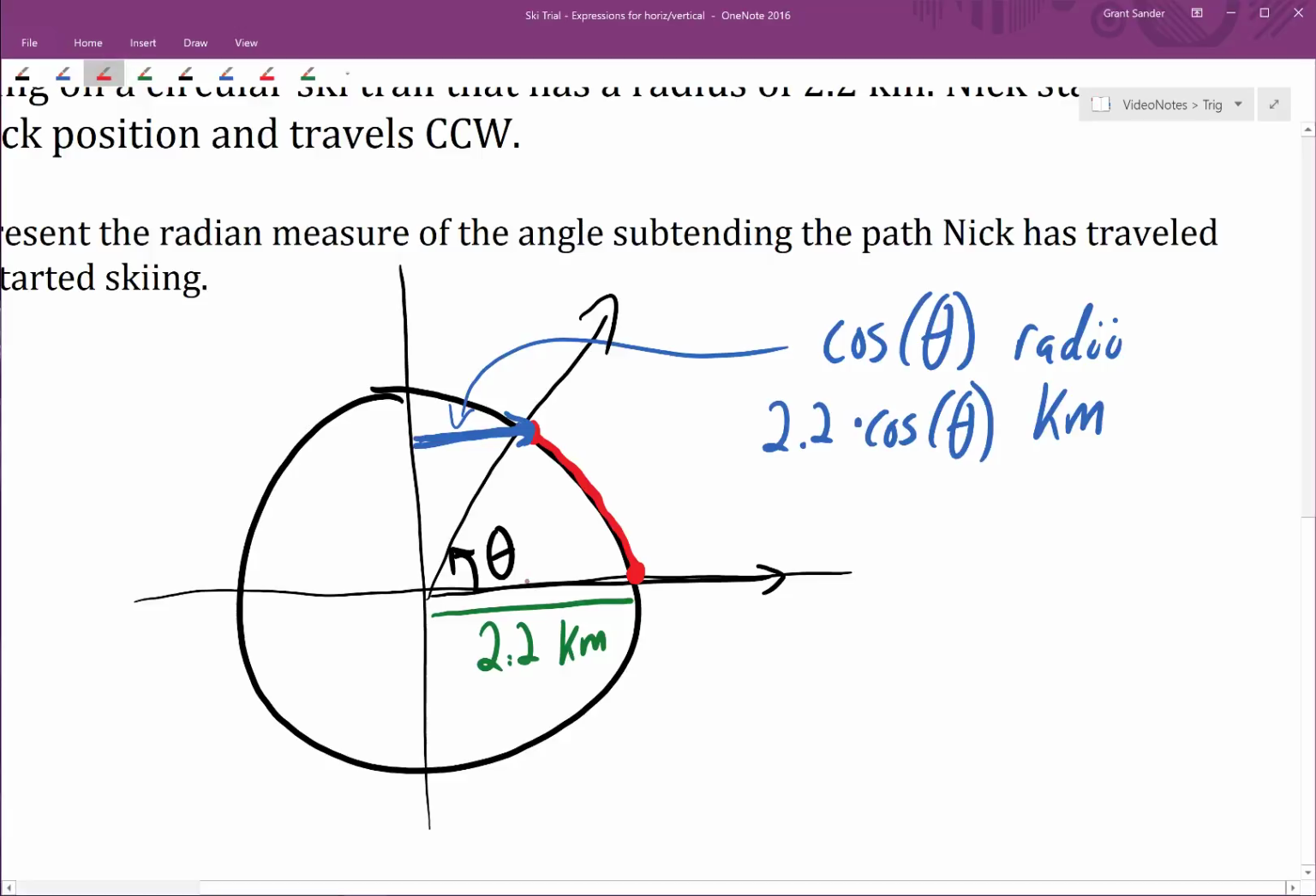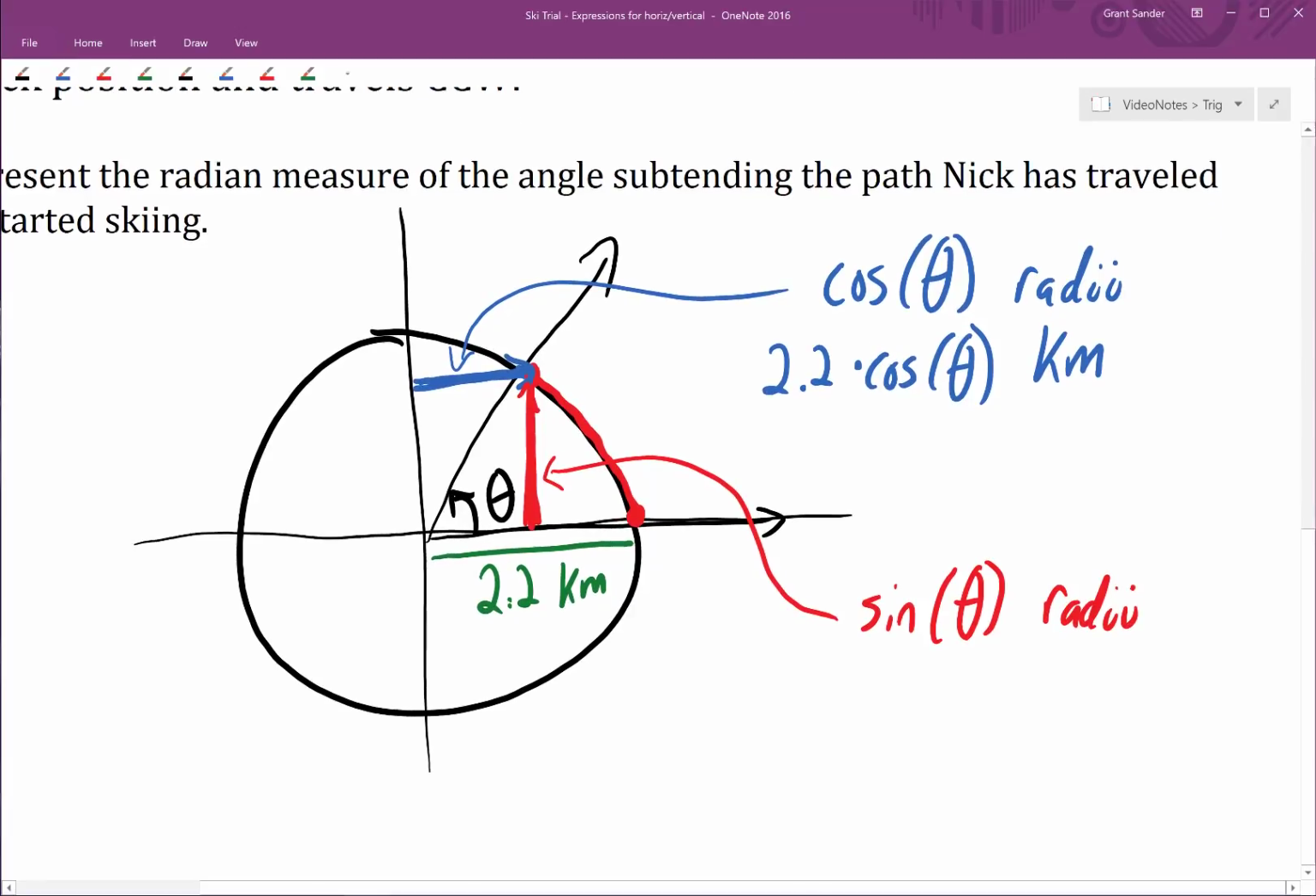On the other hand, we can think about his distance above the center of the ski trail, so like this vertical distance right here, and we know that this is sine of theta radius lengths because the angle is swept out theta radians, and the radius of the ski trail is 2.2 kilometers long, so he is 2.2 times sine of theta kilometers above the center of the ski trail.